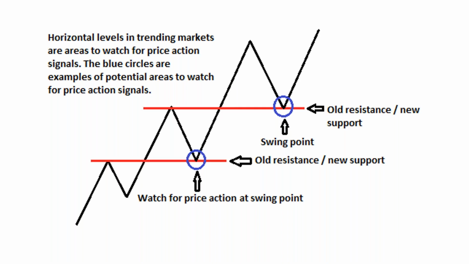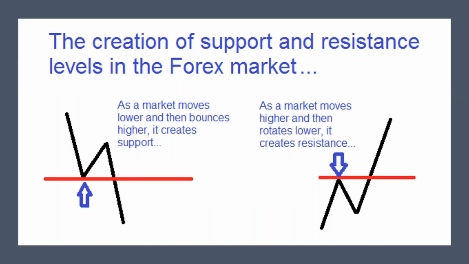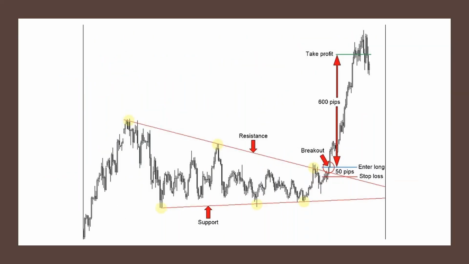So the terms support and resistance reverse. Old resistance becomes new support, and old support becomes new resistance. Now, if we just call these the price levels, or the steps as price is going up and the steps as price is coming down, this is what makes support and resistance, or price levels.